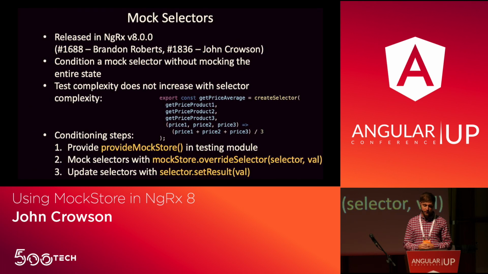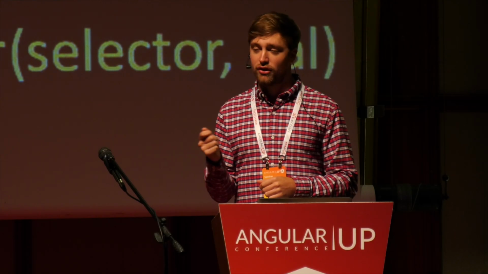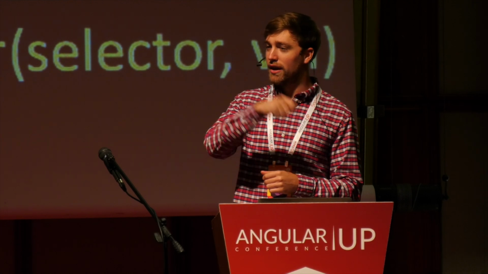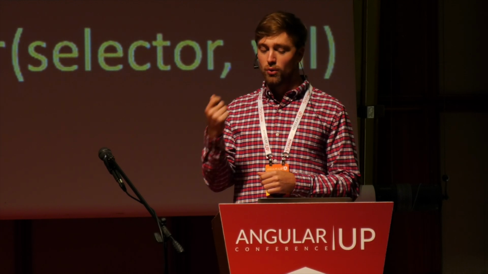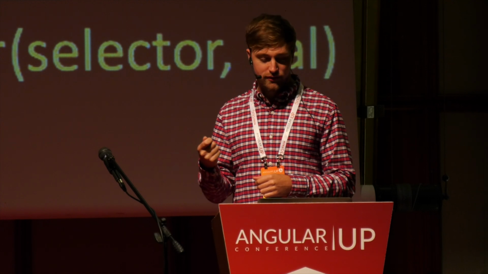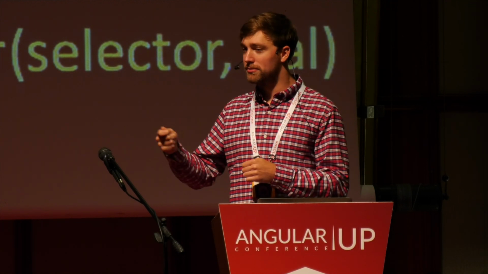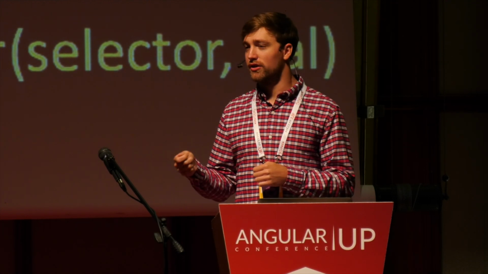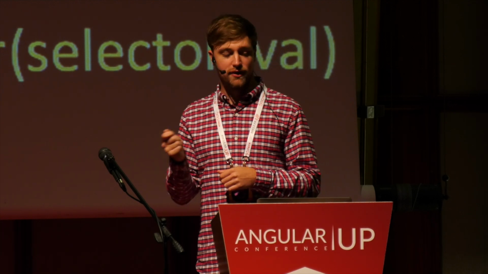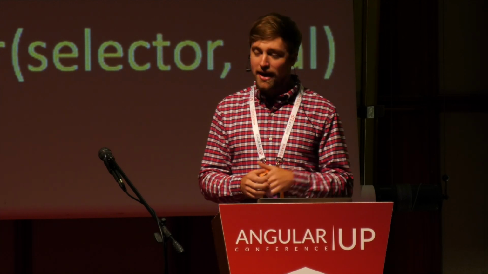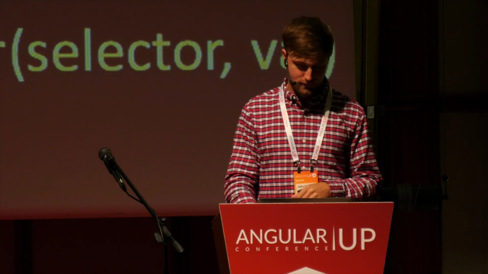Then we're going to mock our selectors with the MockStore instance's overrideSelector method, passing in the selector that I want to overwrite and the value that I want to return. This function also returns the selector that we're overwriting. So if I save that selector reference, I can update the selectors from test to test using the selector's setResult method. Again, this is new as well. And we just pass in the value that we want to emit.